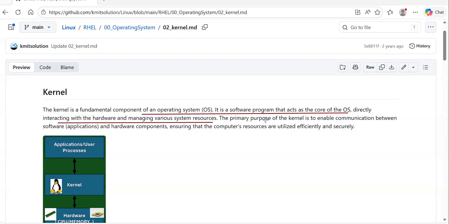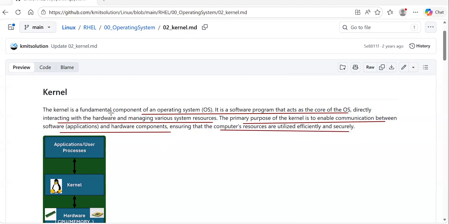So the primary purpose of kernel is to enable the communication between software application and the hardware components. For example, if I say that my MS Word application is to run, it needs memory, it needs CPU, which are the hardware devices. So kernel is the one who is enabling this interaction between my MS Word application requirement and the hardware, ensuring that computer resources are utilized efficiently and securely.